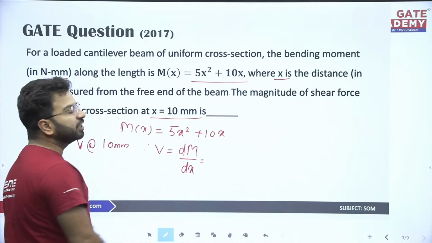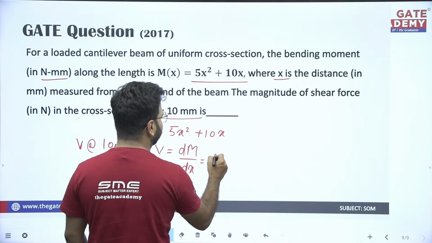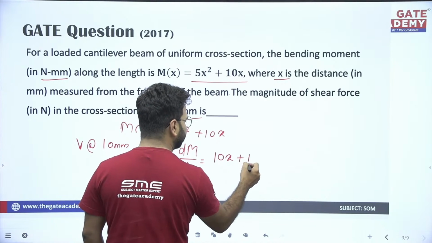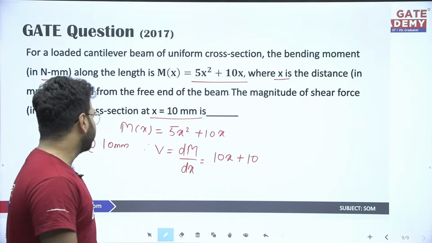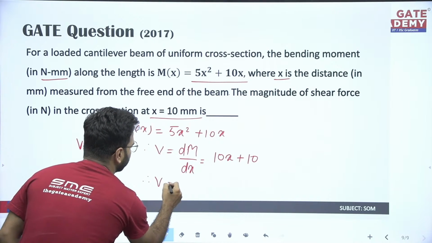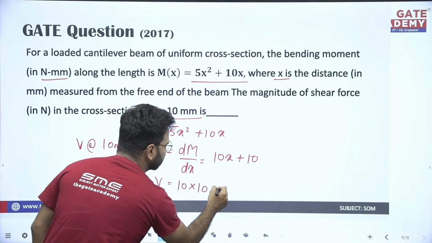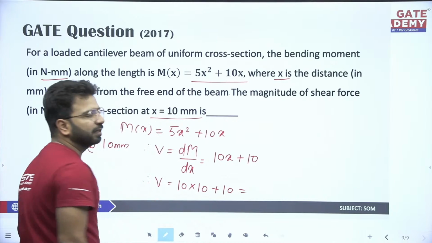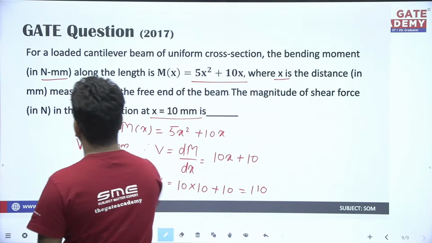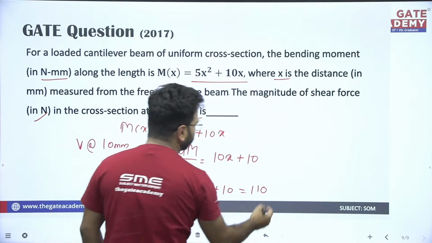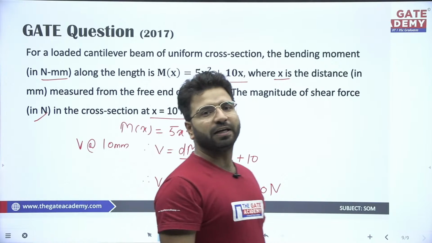So if the M equation is given to you, and you take the first derivative of this equation, you will get 10x plus 10. So shear force at x equals 10 mm: put 10 into 10 plus 10. How much will it come? 10 times 10 is 100, plus 10, it will be 110, and it's in Newton. The equation is also in Newton. 110 will be the answer.